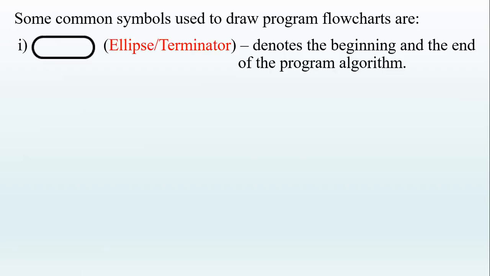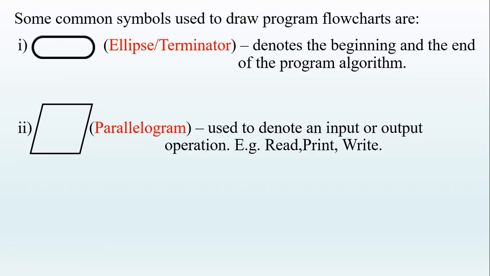Some common symbols used to draw program flowcharts are: number one is an ellipse, also called terminator. It denotes the beginning and the end of the program algorithm. Number two is a parallelogram. It is used to denote an input or output operation. For example, read, print, or write. For example, read the radius, print area, write area.